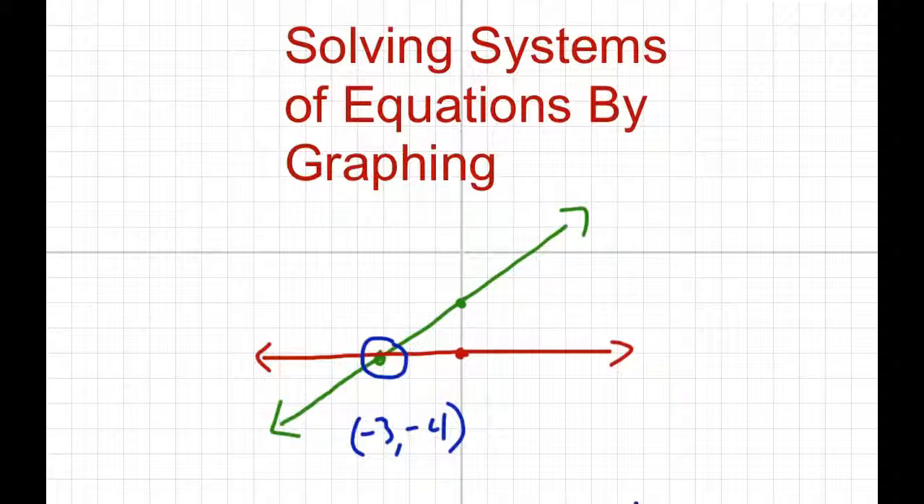Today we're going to look at solving systems of equations by graphing. Essentially what we're going to do is graph two or more lines and find where they intersect, and that point of intersection will be the solution because we're looking for that point that would be on both lines. So if I'm just looking at this picture right here, we have the green line and the red line, and they intersect at the point (-3, -4). That would be our solution.